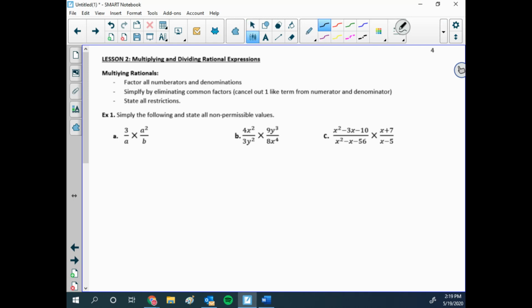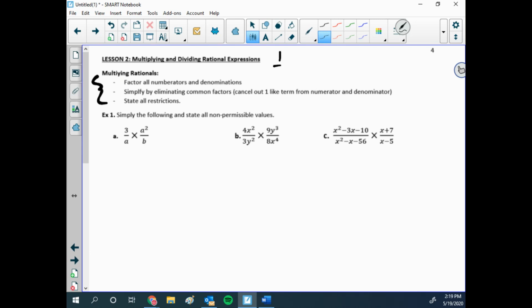So, multiplying rational expressions. Here I outlined some steps that you can take to multiply rational expressions. The first thing you want to do, if it's possible, is to factor all numerators and denominators. Once you've done that, you are just going to eliminate the common factors from both the numerator and the denominator, and your final answer should also state restrictions. Now, I guess part of this is assuming that you know how to multiply fractions.